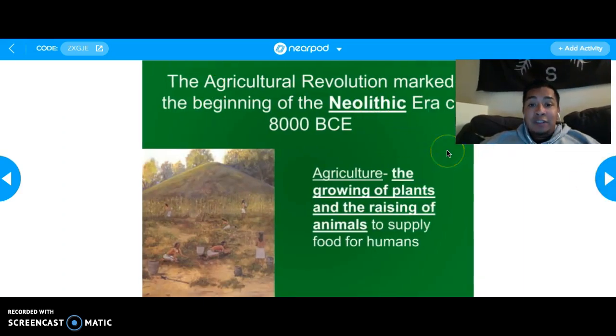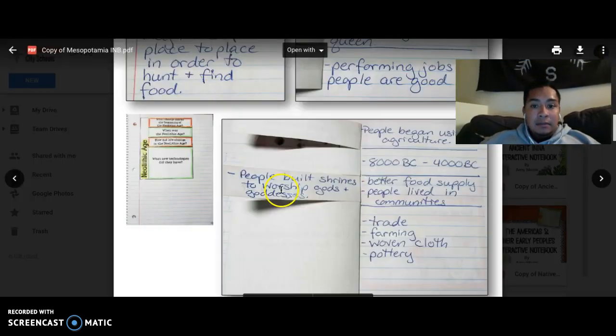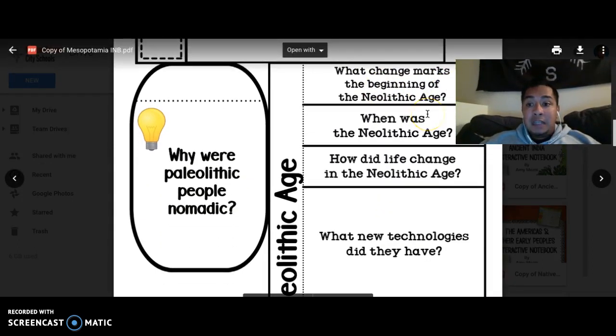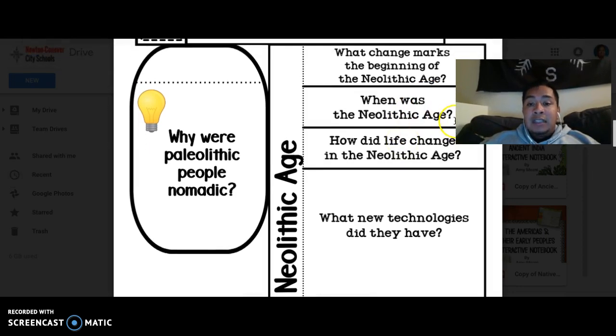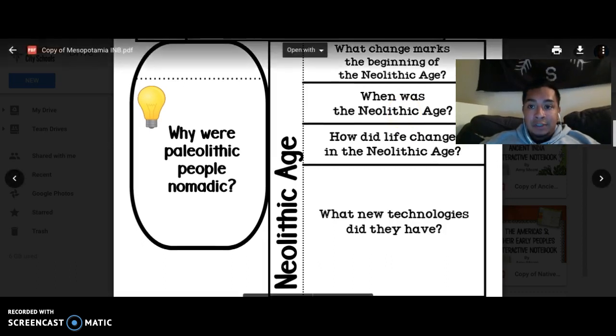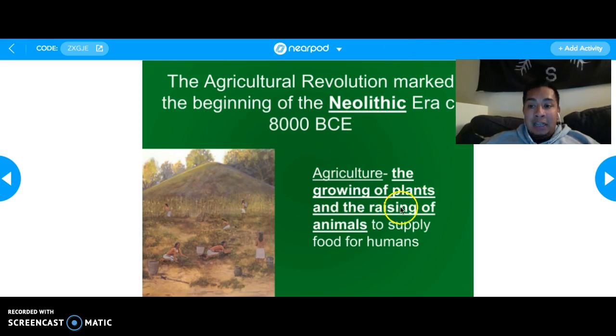The agricultural revolution marked the beginning of the Neolithic era. Agriculture means the growing of plants and the raising of animals. Your notes say, what changes marked the beginning of the Neolithic age? The change that marked the beginning was the use of agriculture. So in your notes, you need to put agriculture marked the beginning of the Neolithic era, otherwise known as the agricultural revolution. Basically, agriculture is farming, growing plants and raising animals.